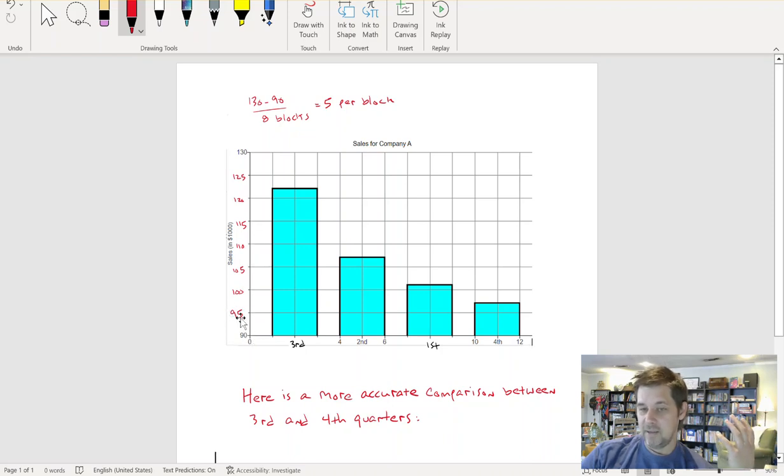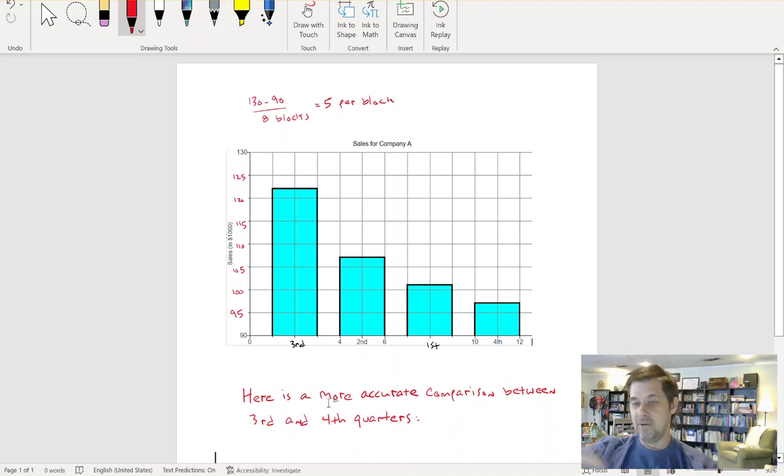So it's 90, 95, 100, 105, and so on. The truth is that this third quarter sales is not 4 times as much as fourth quarter sales. The truth is third quarter sales is a little bit over 120 on this graph, in thousands of dollars. And fourth quarter sales is maybe like 97 or so, between 95 and 100. And that's not that much different. The fact that this graph started at 90 is what made it look so different.